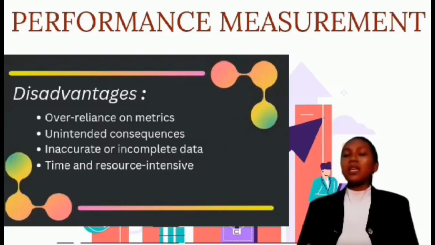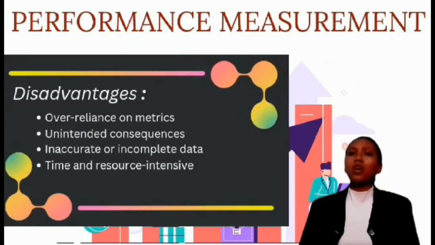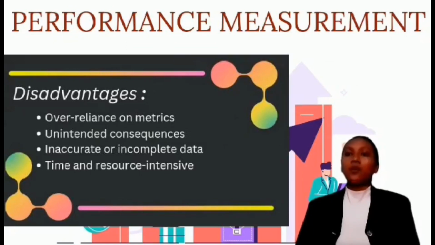Inaccurate or incomplete data. It relies on accurate and complete data, which can be challenging. Precise, complete data can lead to correct conclusions and better decision making. The next is time and resource intensive. It requires time and resources to collect, analyze, and interpret data. Therefore, it can be costly and time-consuming, especially for small organizations or individuals.